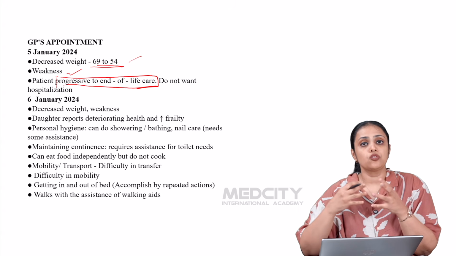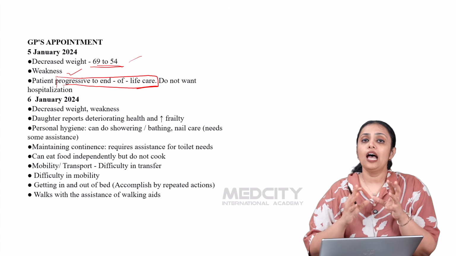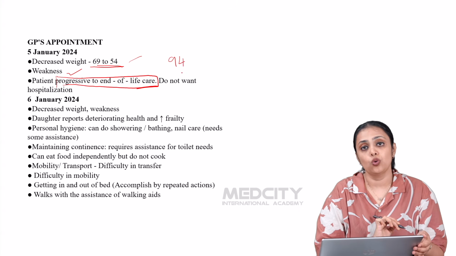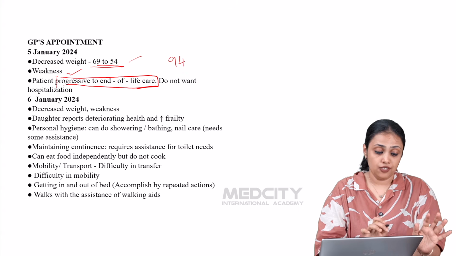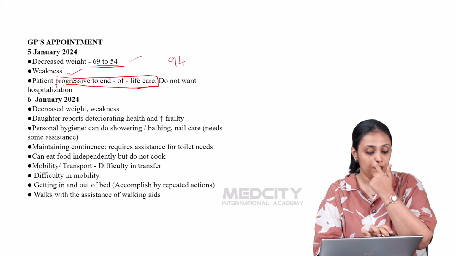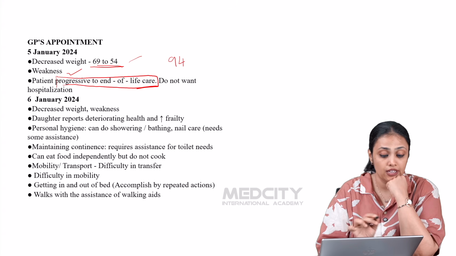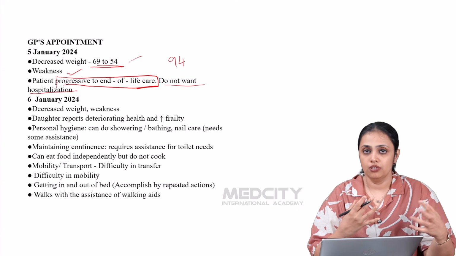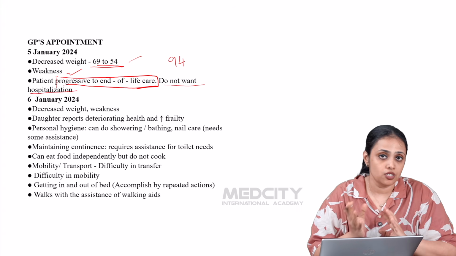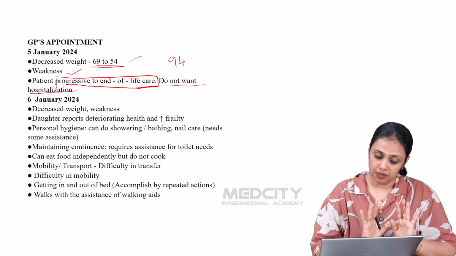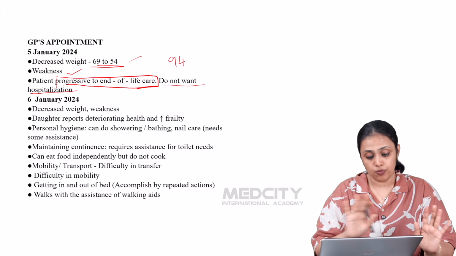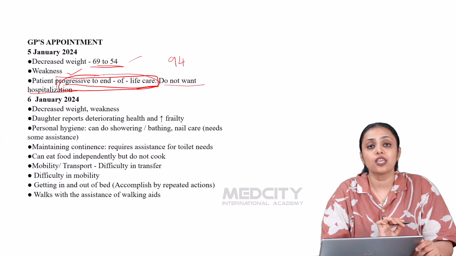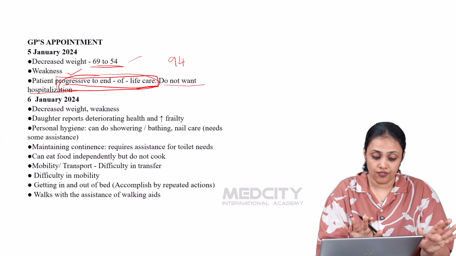That is, the weight is reducing considerably and the patient reports weakness, and the patient's age, what did we note? 94 years old. So the patient has been identified through this GP consultation as progressing to end of life care, and the patient does not want hospitalization. Despite this condition, the patient is not interested in moving to a hospital, but has been identified as progressing towards end of life care. So this is the current significant aspect, end of life care.